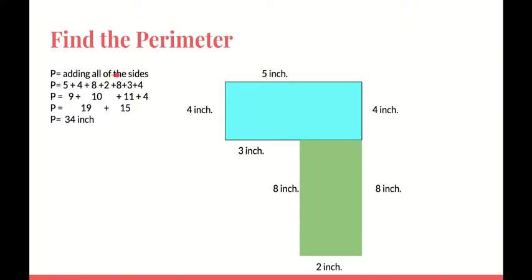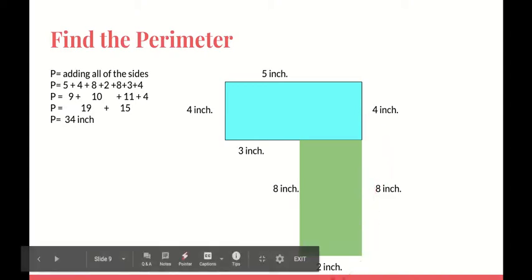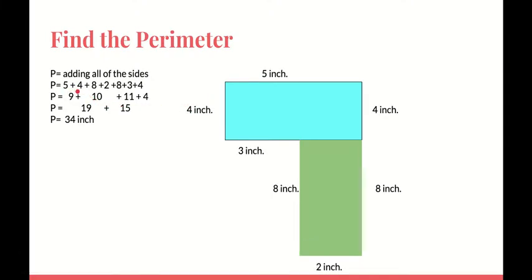Perimeter equals adding all of the sides. So I'm going to start here. I have 5 inches, 4 inches, 8 inches, 2 inches, 8 inches, 3 inches, and then 4 inches. So when I add them, remember, only add 2 numbers at a time, and then you'll eventually come down where you're getting an answer. So here I did 5 plus 4, 9, 8 plus 2, 10, 8 plus 3 equals 11. The 4 didn't have a partner, so I'm just going to drop the 4 down to the next line.